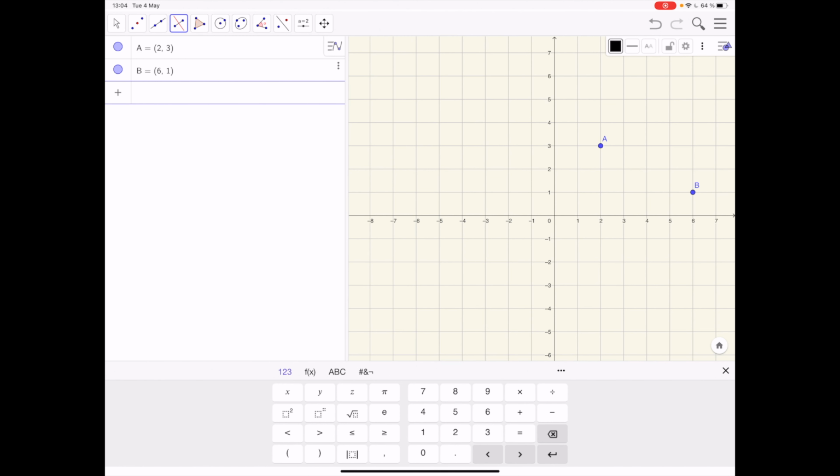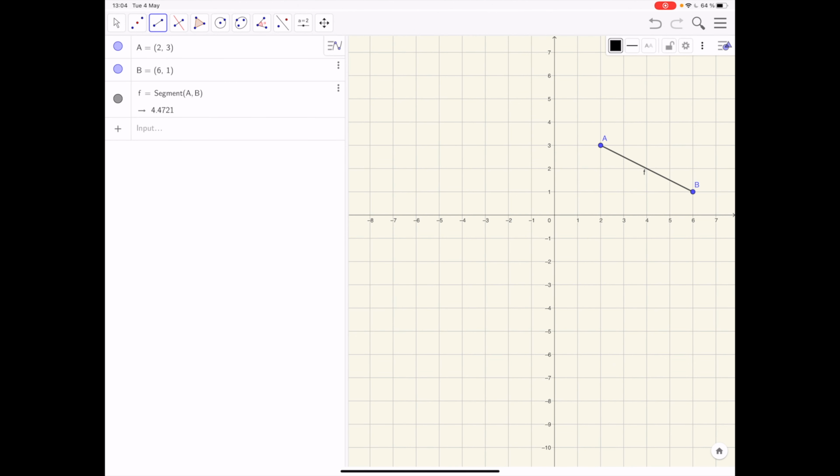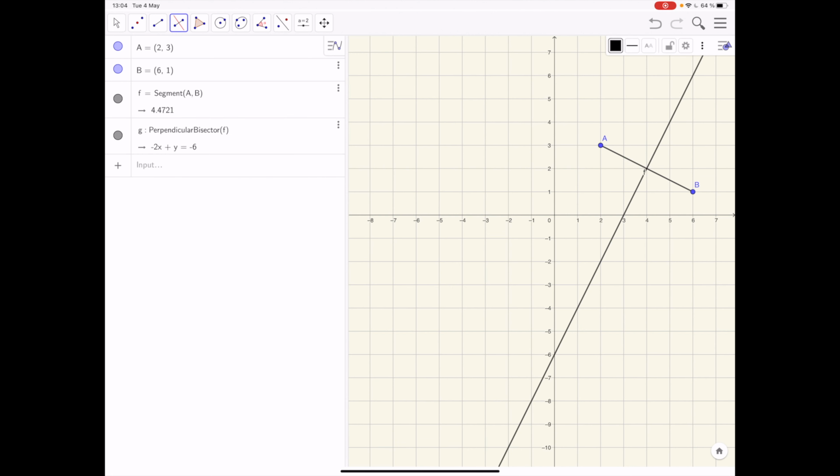Let me draw this line segment here so that you can see it. I go from here to here. So this is my line segment. Now I want to draw the perpendicular bisector. What is the perpendicular bisector? I go to this third option here. There is a perpendicular bisector, you see. I click on it, and then I choose this. This line that you see is called the perpendicular bisector.